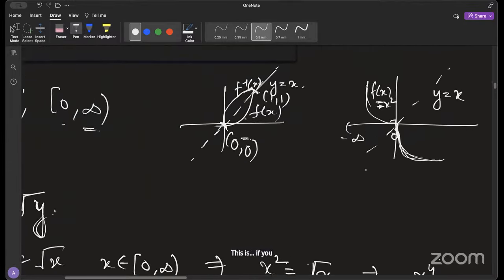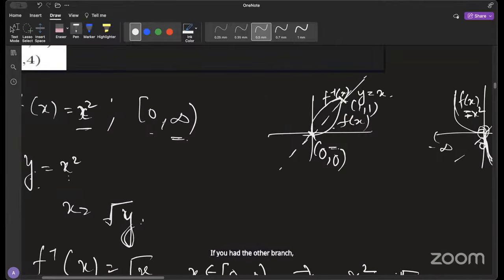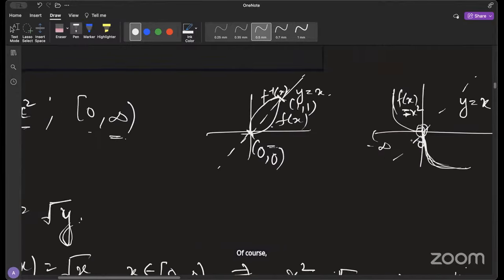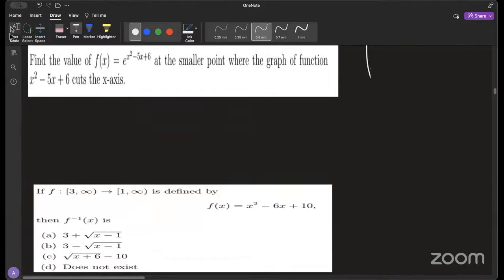If you look at this graph, you can see this is only going to intersect at one place, which is 0, 0. If you had the other branch of x squared, then the function and its inverse would only intersect at one point. This is the next question. Give this one a try.